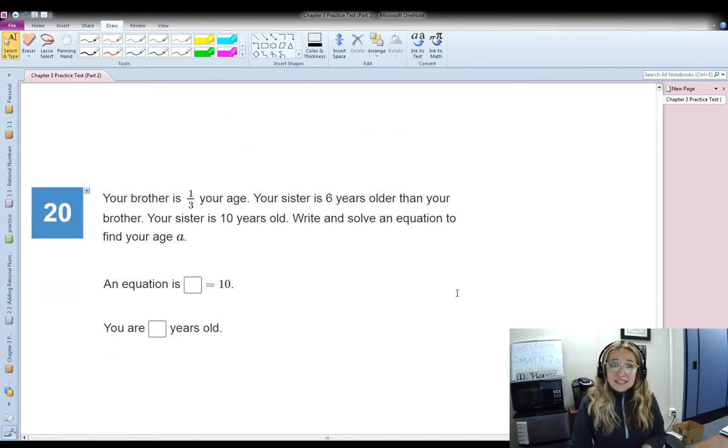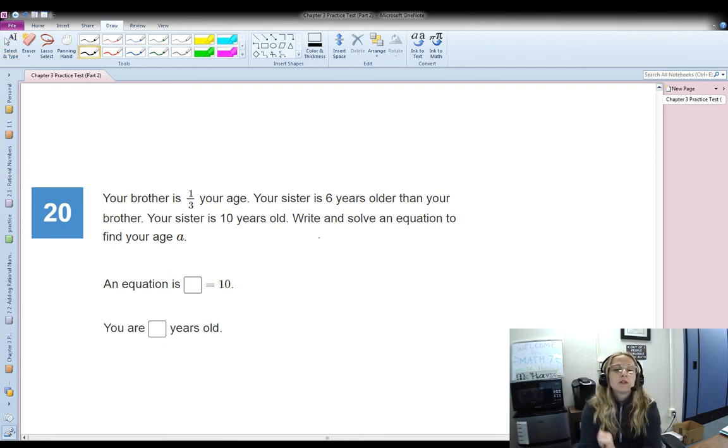Let's scroll down to 20. This is the last one. And it says, your brother is 1/3 your age. Your sister is 6 years older than your brother. Your sister is 10 years old. Write and solve an equation to find your age, A. Okay, so write the equation, and then I want you to find the age. Ready, set, go. Okay, you should have picked an answer.